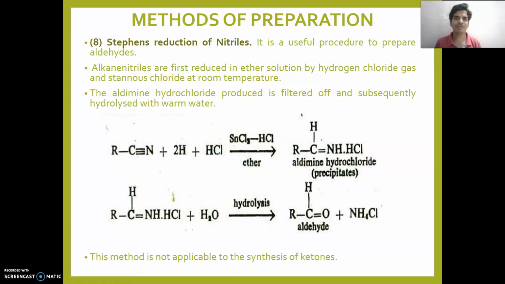hydrochloride produced is filtered off, and then subsequently hydrolyzed with warm water. So this is the first step using this reaction condition, as we saw earlier. It will give aldehyde hydrochloride, and that will be converted into aldehyde on hydrolysis. So it is a two-step process where we first get the aldehyde hydrochloride, and on hydrolysis we get the aldehyde. This method is not applicable to the synthesis of ketone. It will only give aldehyde.